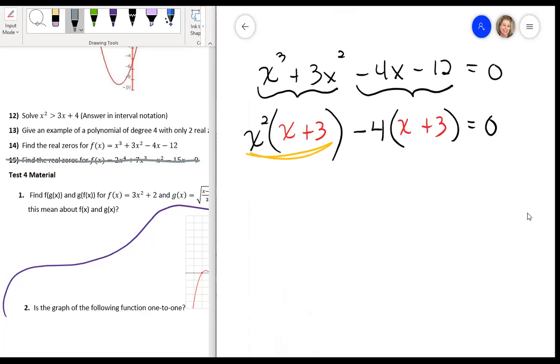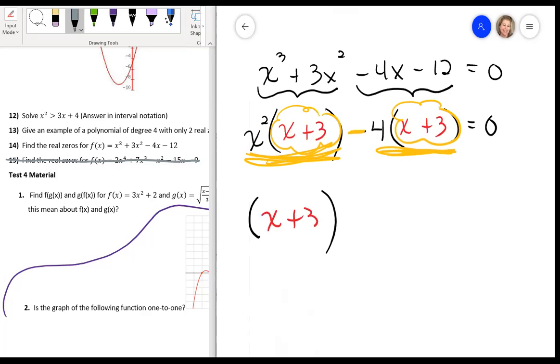When I look at all of this and all of this, look at the stuff in front of the minus sign and look at the stuff behind it. And what they have in common is this x plus 3. So I pull that out. That's my first factor, is the x plus 3.